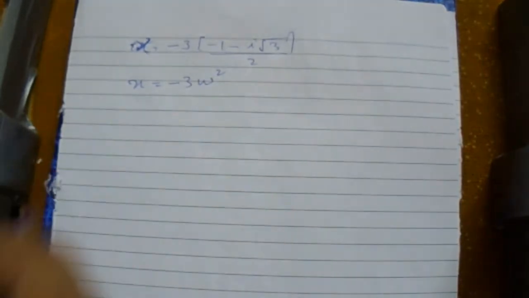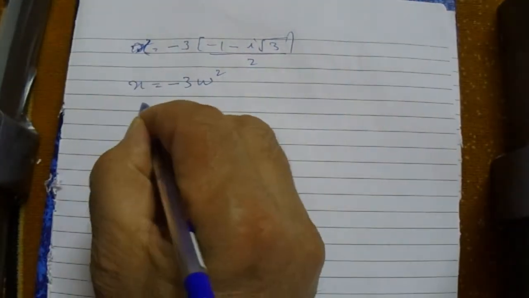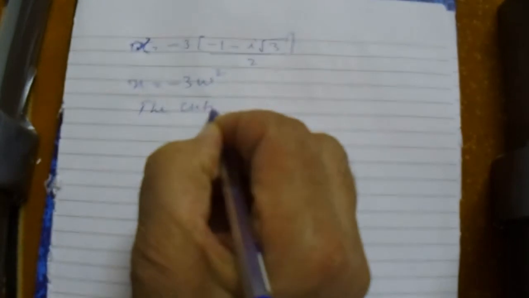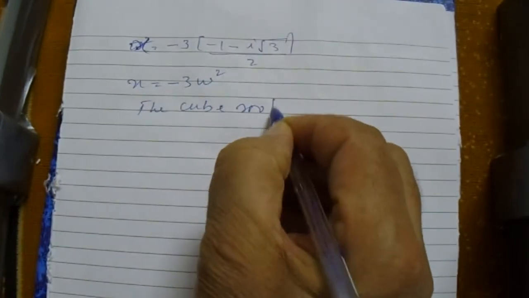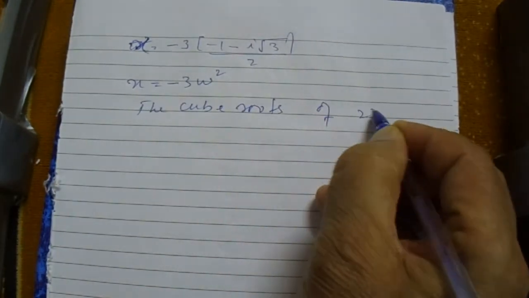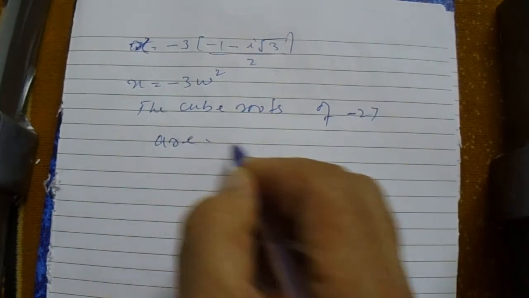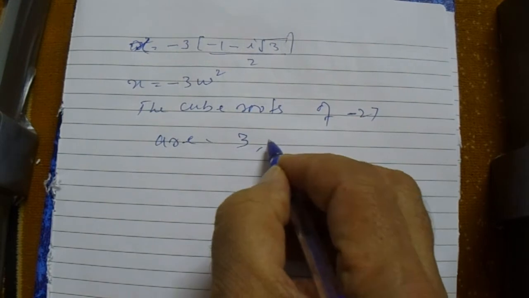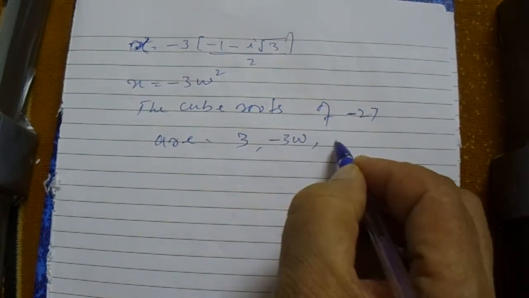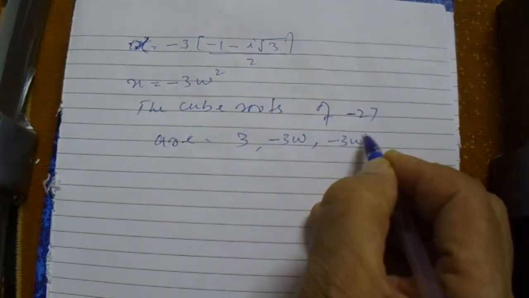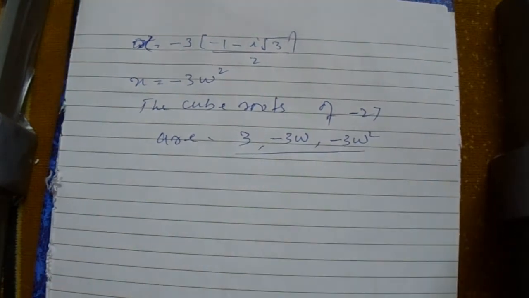Now the cube roots of 27 are 3, minus 3 omega, and minus 3 omega square. Now this is the answer of this question.